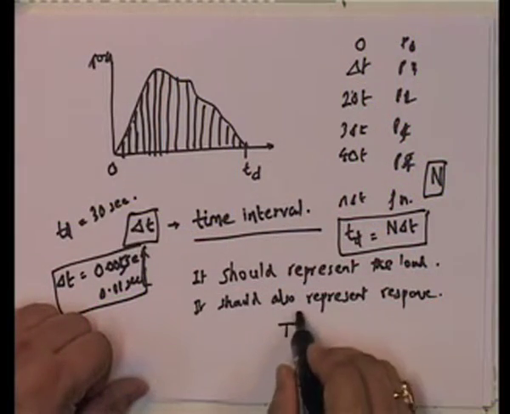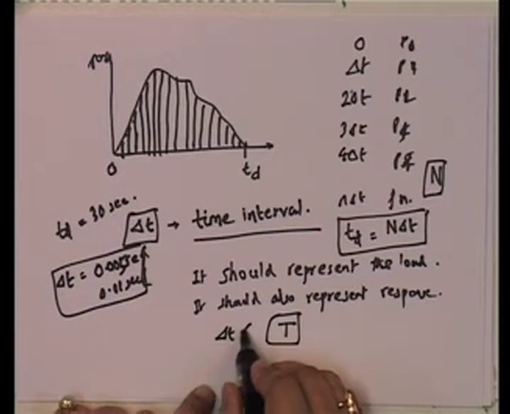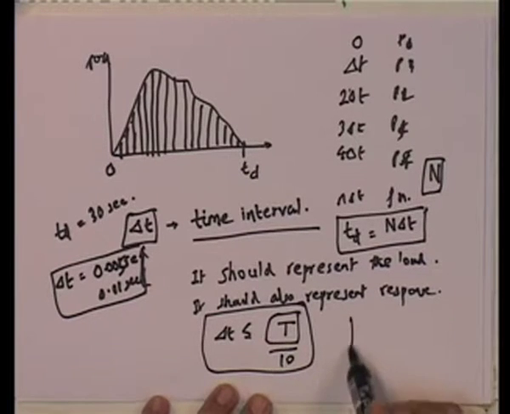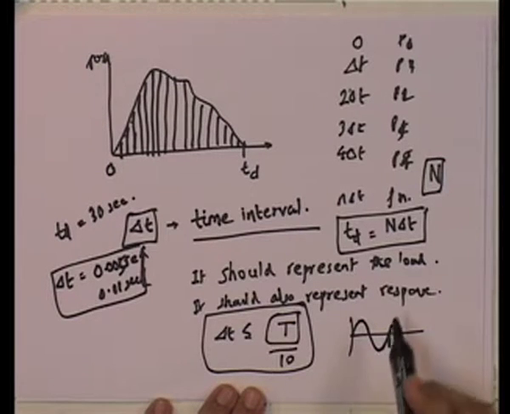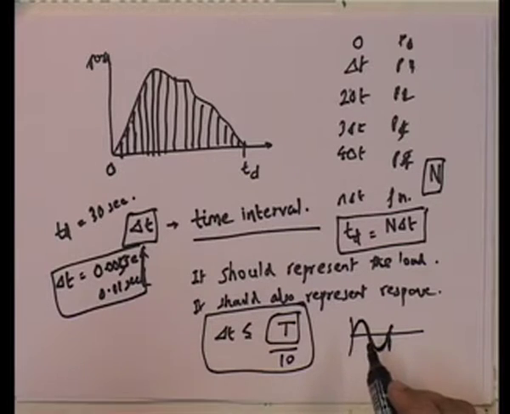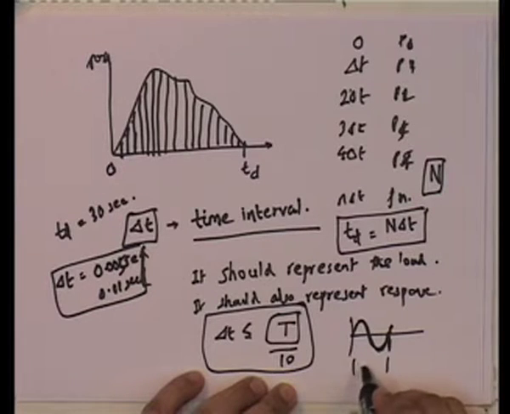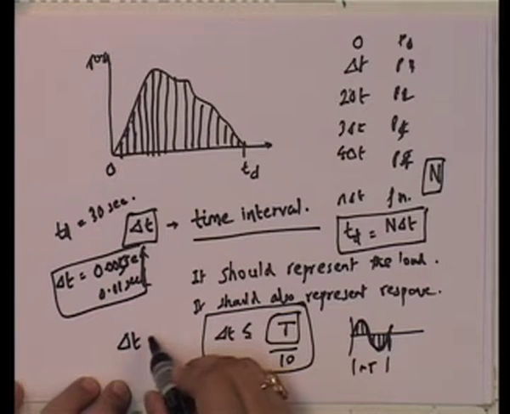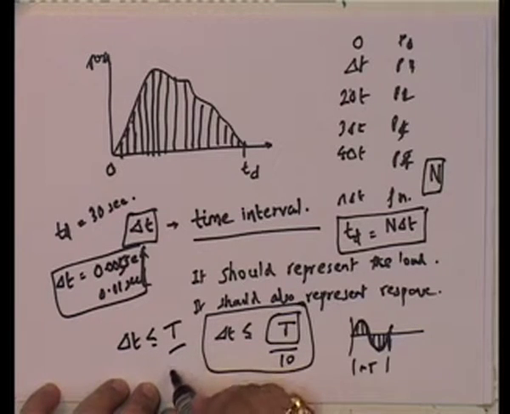How should we represent the response? Typically, if you look at the fundamental time period T of the structure, delta t should be less than T upon 10. What does that mean? That means that one cycle of response, if it is a single degree of freedom system, is T, and we should at least have about 10 representations in one cycle. This used to be the old way of looking at it. It is no longer valid. This is required for stability for some numerical methods, but typically delta t should be a significant number.